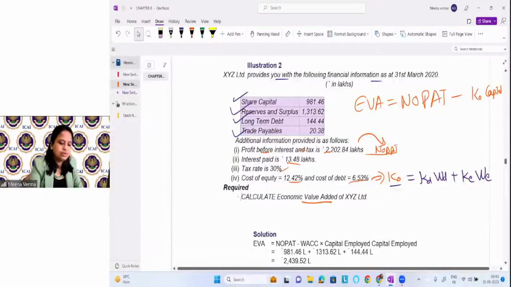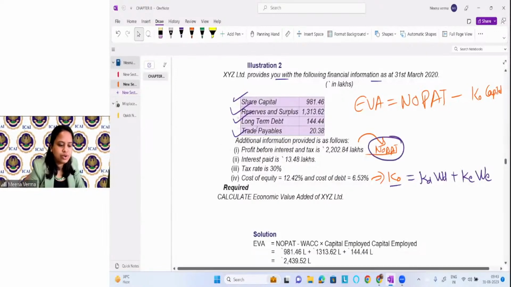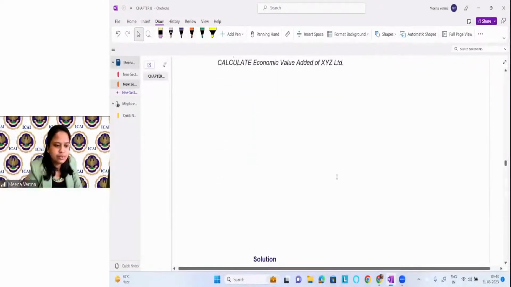Try to solve it. I expect you people to at least try. What do you have to do first? First, find net operating profit after tax. Try to find this figure. All right. How do we have to find it? How do we have to find this value? Consider, just give me 1 minute. So consider your profit before tax minus interest minus tax. You will get profit after tax, right?